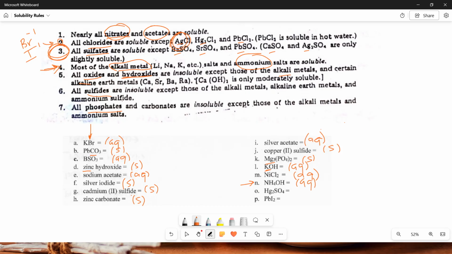Mercury sulfate, if we look at rule number 3, they're soluble. And mercury is not listed there as an exception. I could see that being different maybe on another chart, maybe tweaked a little bit, but this is going to be aqueous in this example. And lead iodide. Iodide's not on the list, but chlorides are, and they're in the same family, so they're going to have the same behavior. It is soluble unless it's an exception, and indeed it is an exception. So this is insoluble, solid.